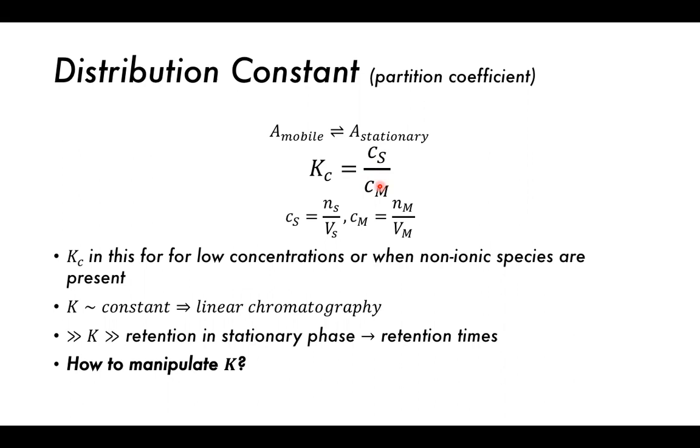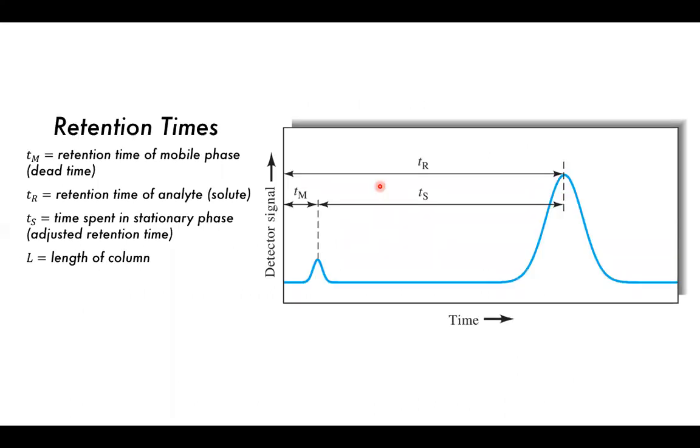So how do we manipulate K? Retention times are, of course, dependent on how much the sample interacts with either the stationary phase or the mobile phase. If it's very much in the mobile phase, it will move through the column very quickly. But if it's retained very strongly by the stationary phase, it will move very slowly. So Tm in this figure is the retention time of the mobile phase, which is how long it takes for the mobile phase to move through the column.